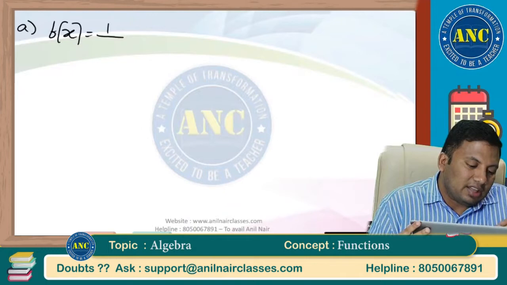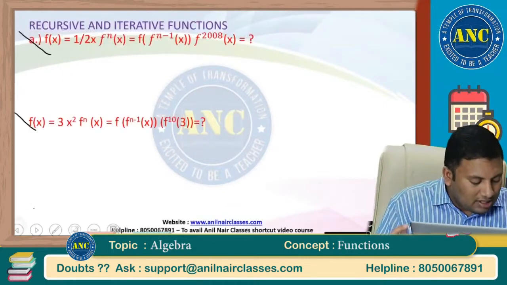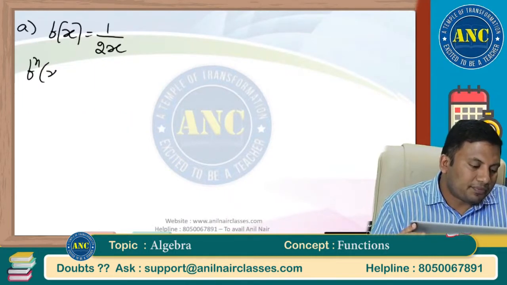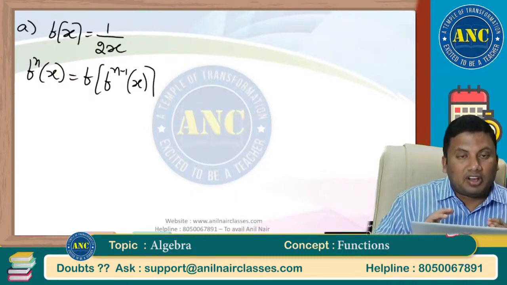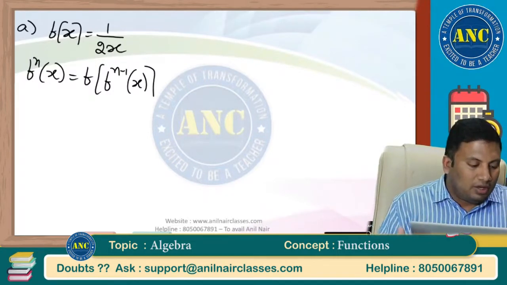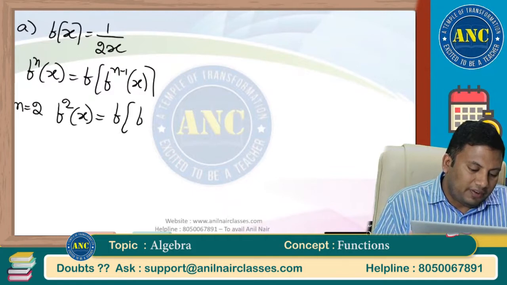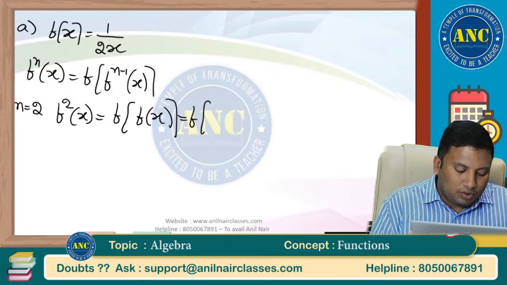There is a function given. F of x is 1 by 2x. The same function we have to use. F n of x is nothing but f of n minus 1 of x. This is the function. We have to recursively use it for n values. If I take n as 2, this is nothing but f square of x equivalent to f of f of x. F of x value is 1 by 2x.